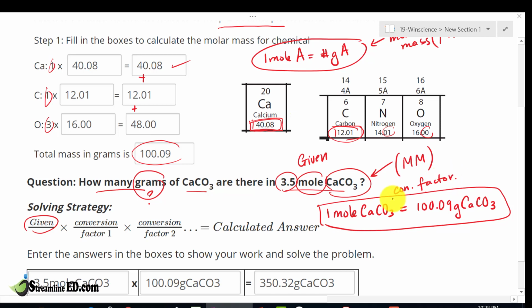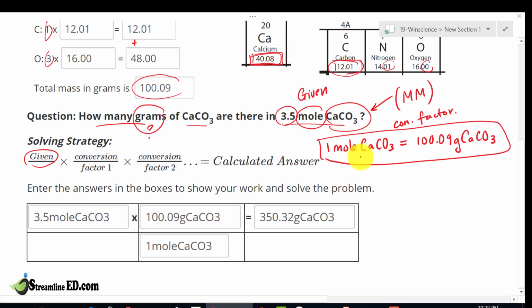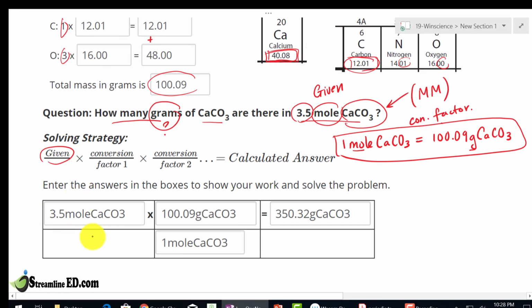Now let's go back to our problem. Well, we know that this conversion factor will allow us to exchange between the unit mole and grams. And to solve this problem, we always use this strategy: always start from our given. And we have this format laid out for you. So we take our given, which is right here, 3.5. That's our given. And what is that going to do? Well, we are going to multiply it by our conversion factor.